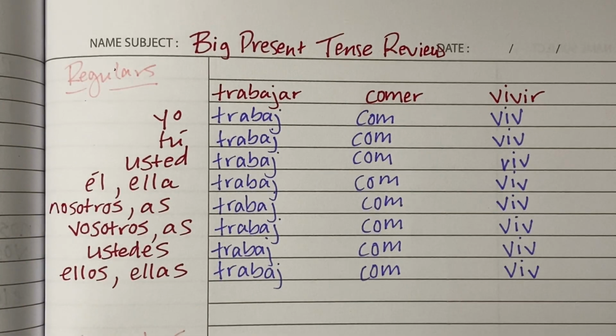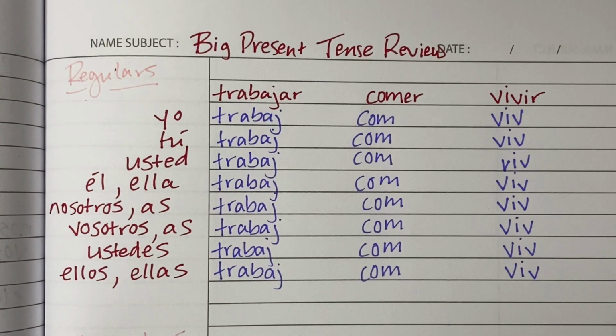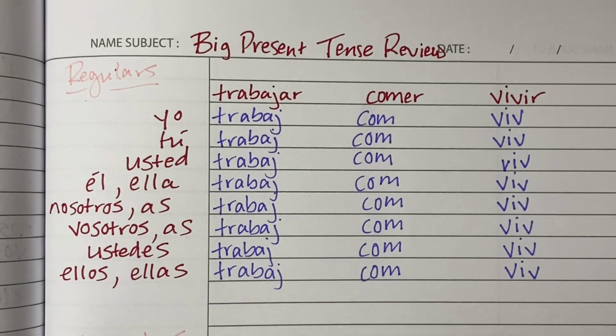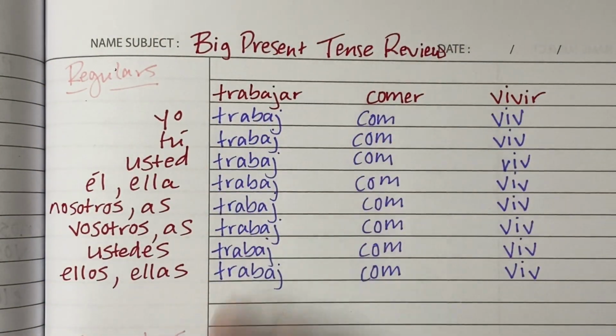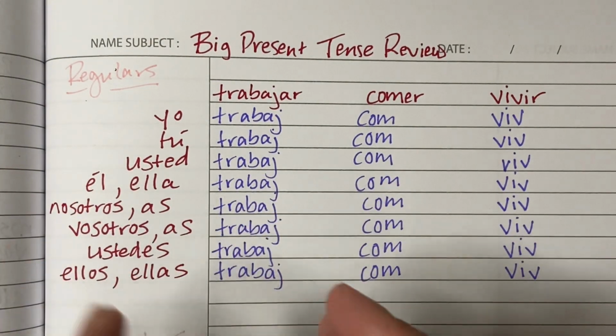Hola. In this lesson, we are going to do a big present tense verb review. We've been working mostly with the past tense the past couple of units, where you went, what you did. And so in this unit, we're going to review the present tense. And we will sort of flip back and forth between tenses for the rest of the year.